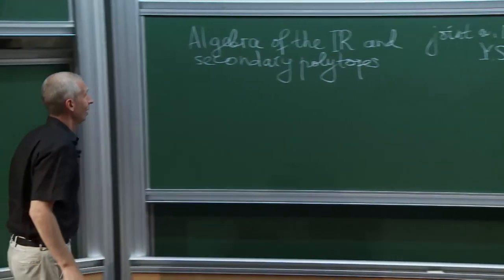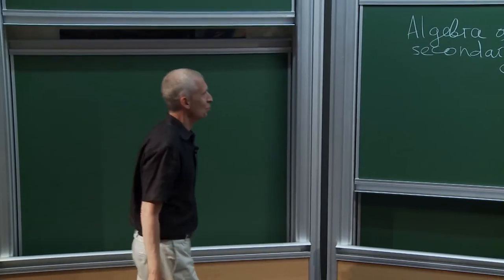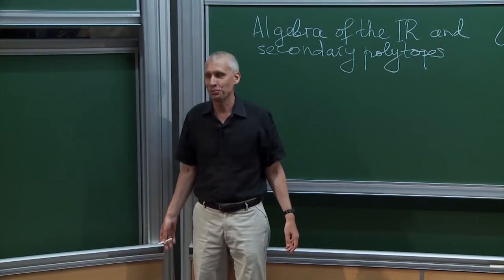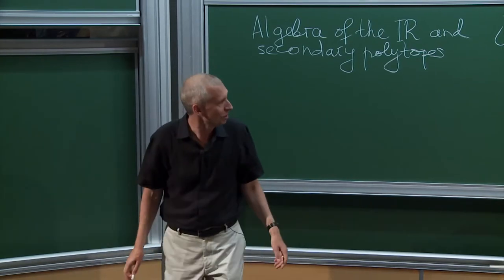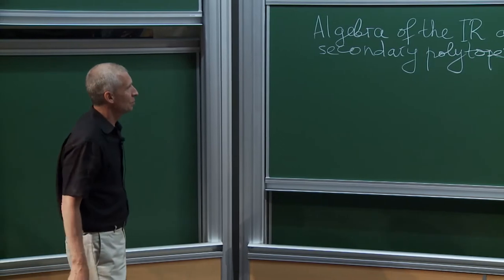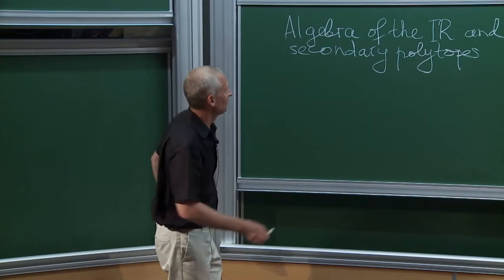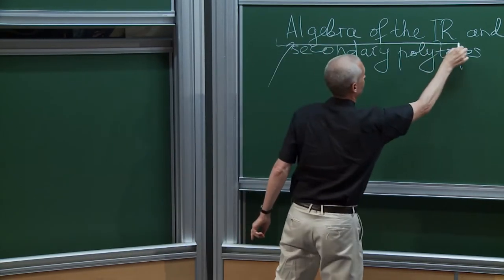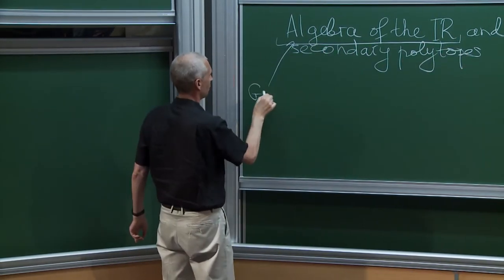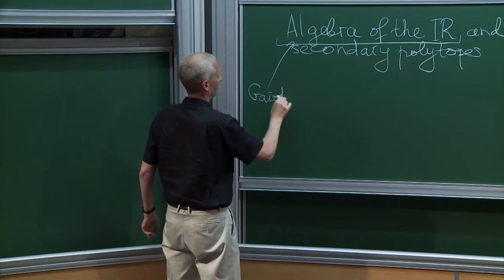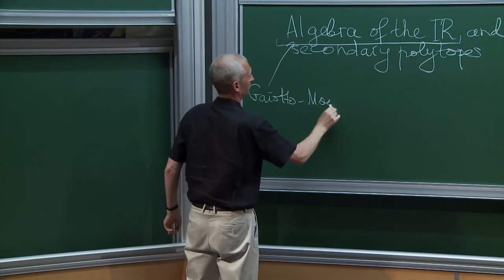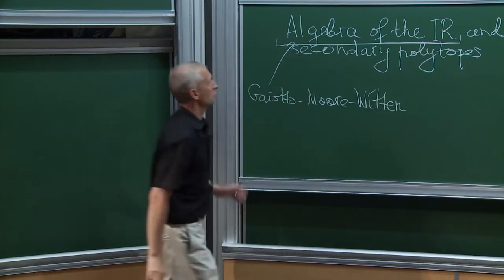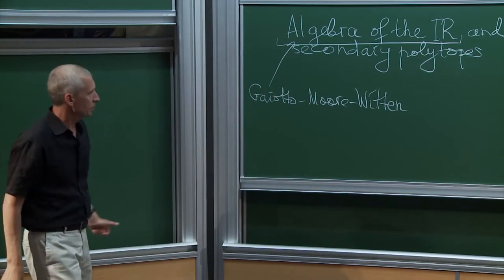First of all, it may be a little unusual for mathematicians, the term "algebra of the infrared". It was borrowed from the title of the work of Gaiotto, Moore, and Witten. I will not start with this. I'll just say that the term comes from this work, and I'll explain a little bit later.